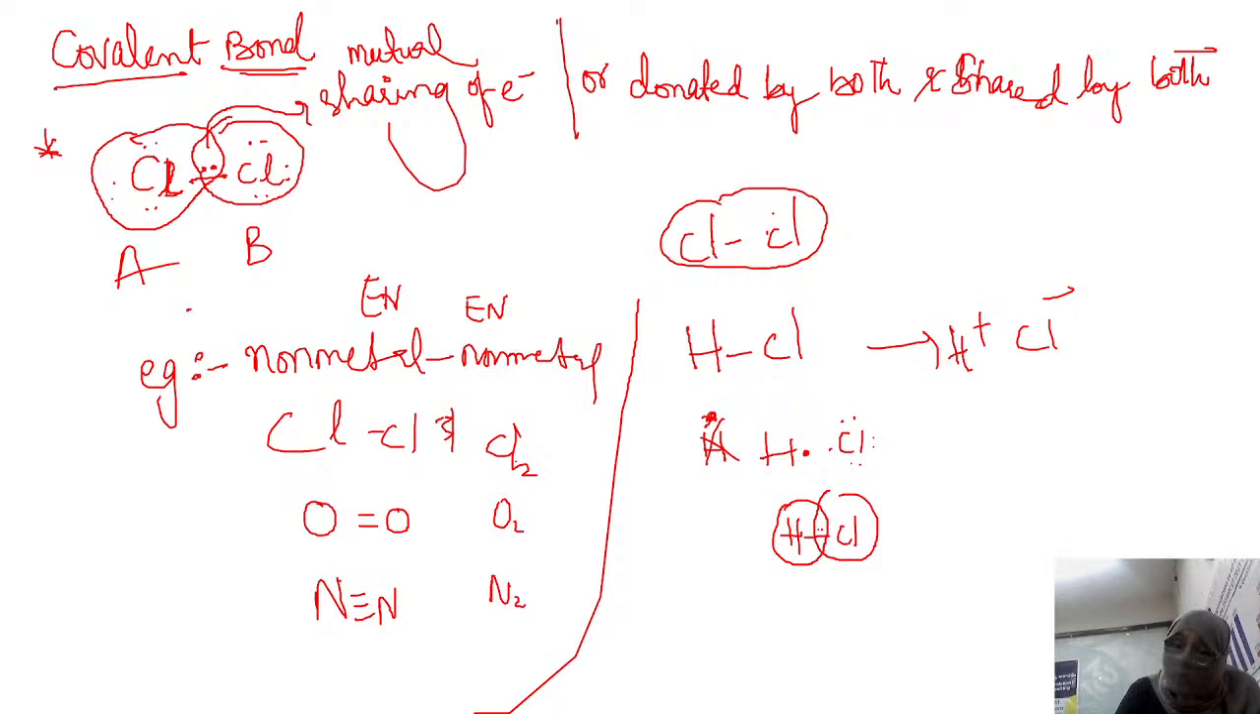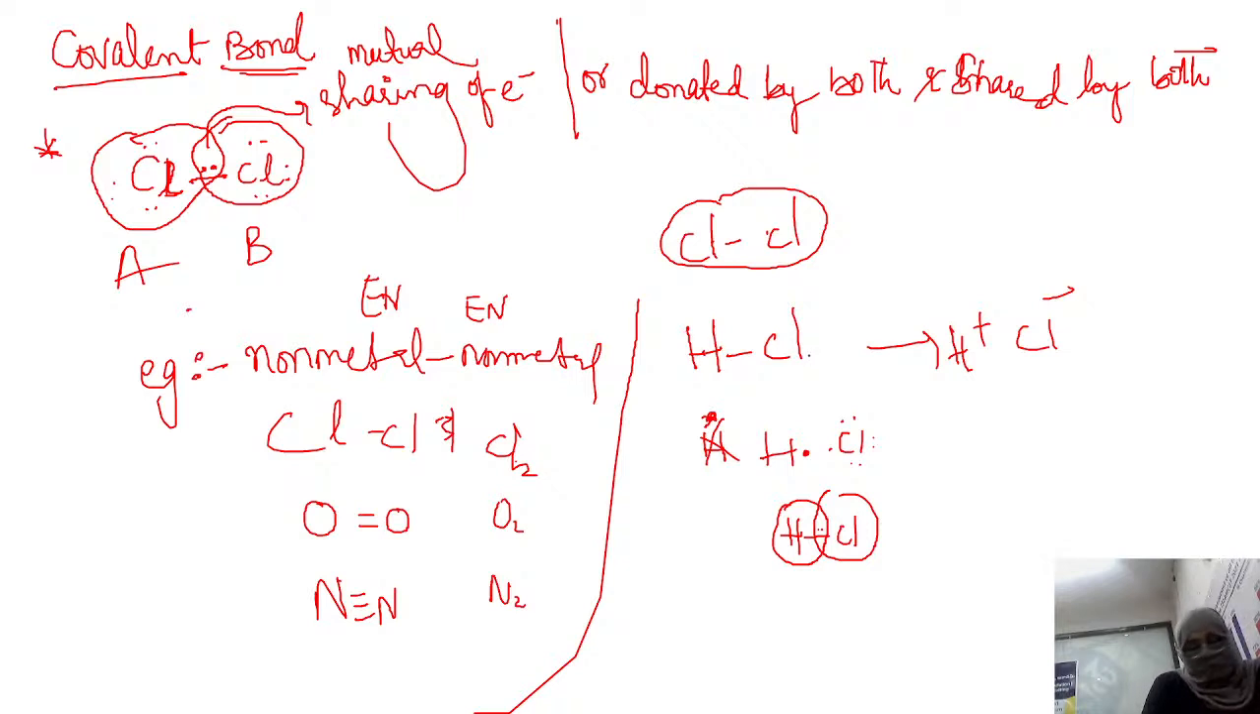That means there is no electronegativity difference between these two elements. If there is no electronegativity difference, no one will gain, no one will share, no one will lose. Hence, they mutually share.